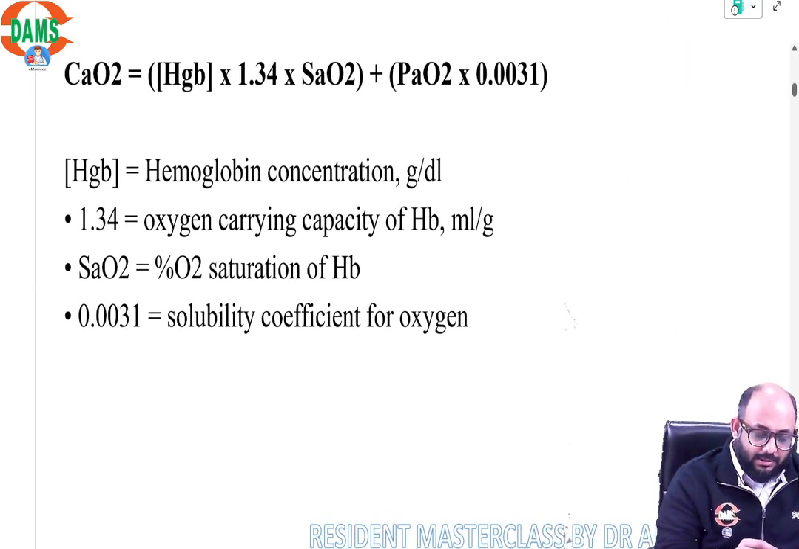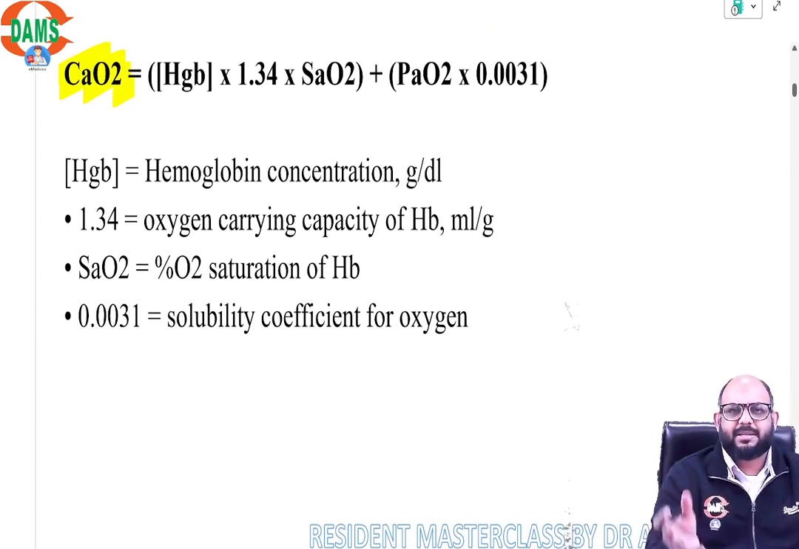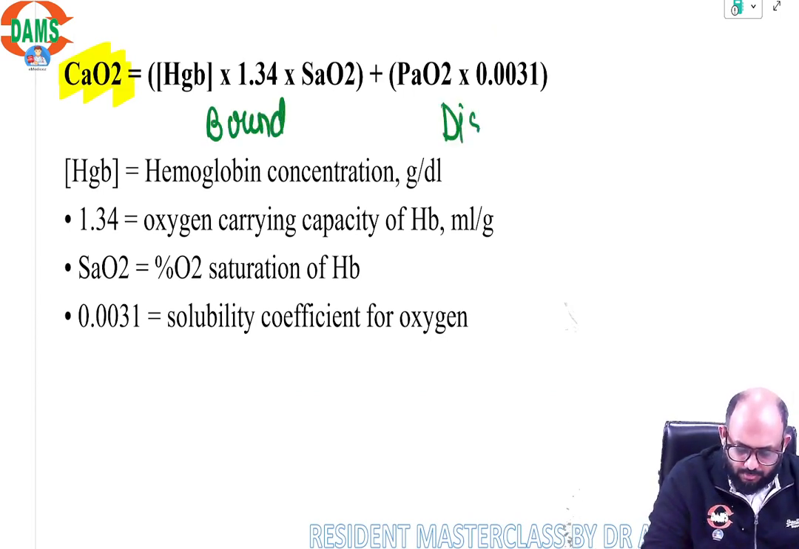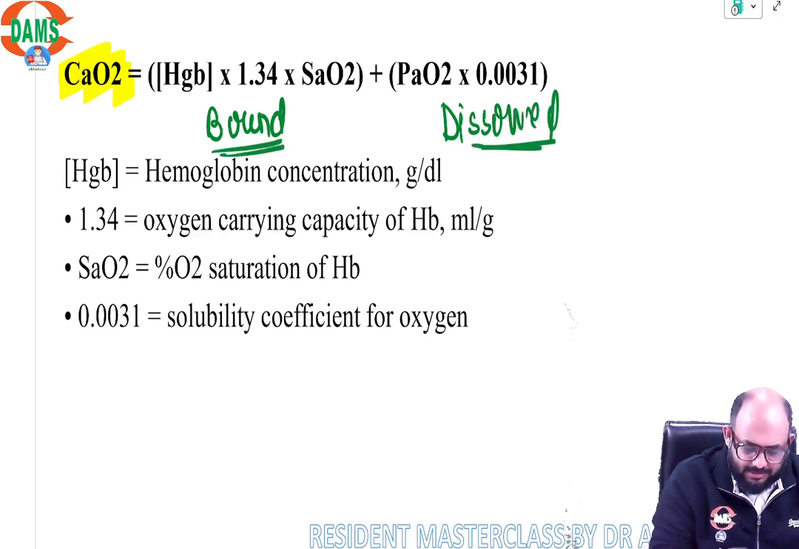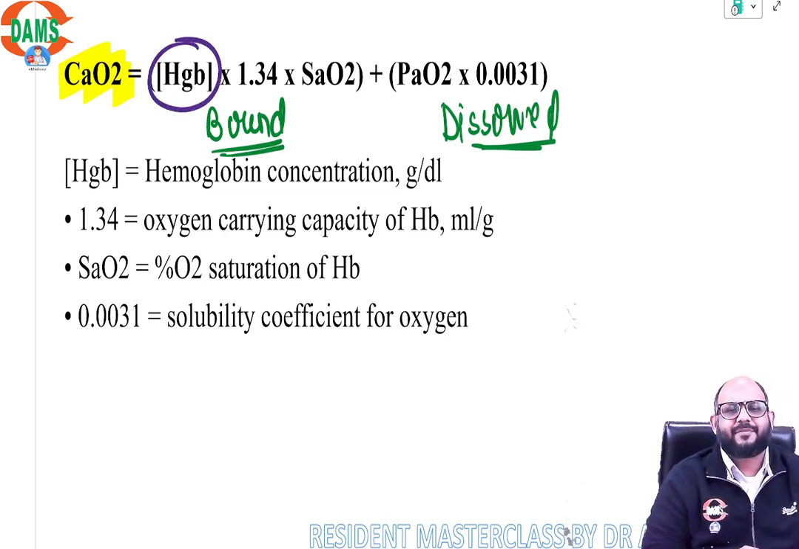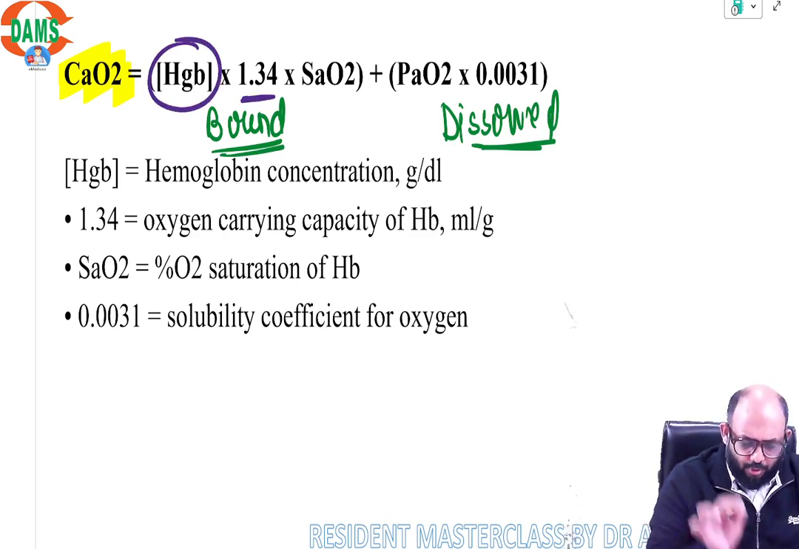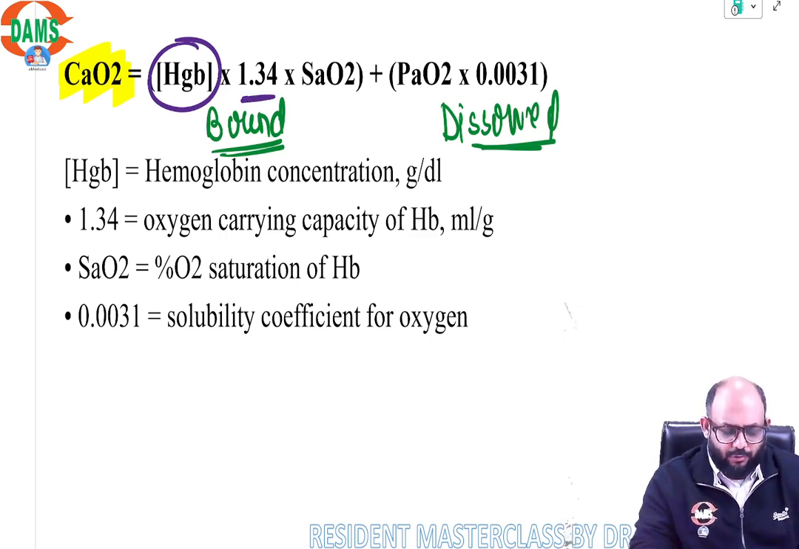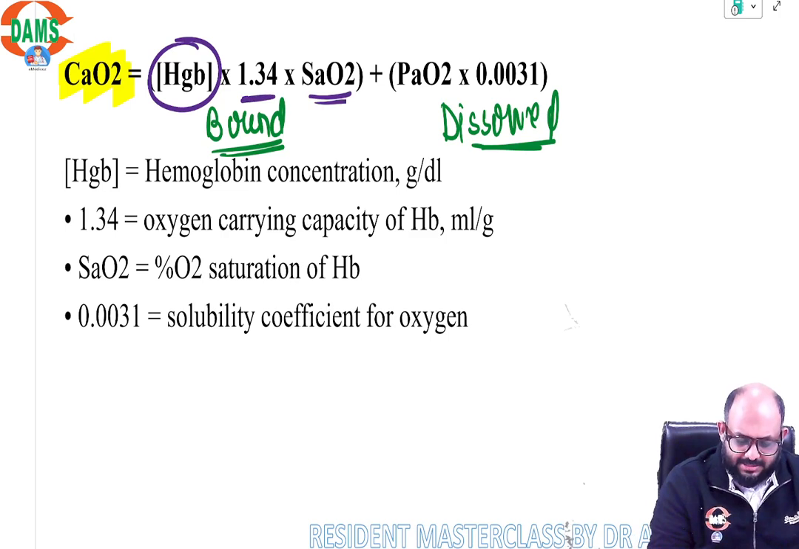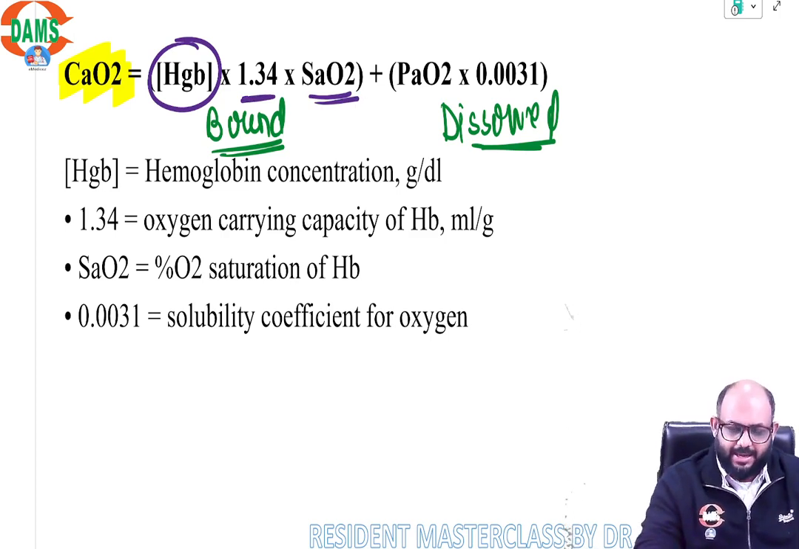When you talk about the O2 content of the blood, in blood there is bound O2 and then there is dissolved O2. Bound is to the substance which carries oxygen in the best form, that is hemoglobin, and every gram of hemoglobin carries 1.34 ml of oxygen, and depending on how much percentage of that hemoglobin is saturated with oxygen, you write SaO2.